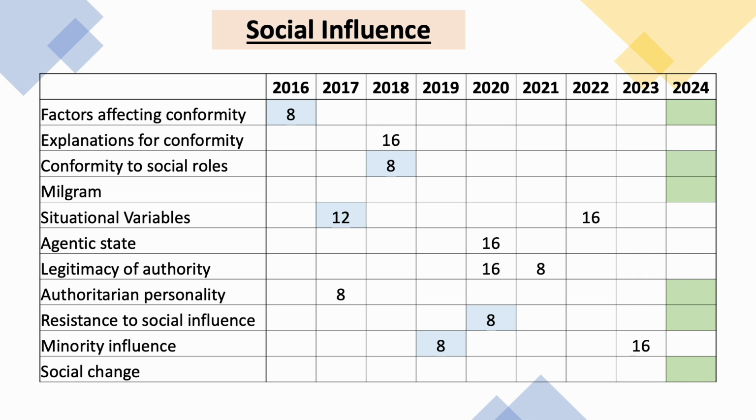The agentic state might be a nice 8 marker for this year, just like the legitimacy of authority was a couple of years ago. The agentic state came up in 2020 together with the legitimacy of authority, and then the legitimacy of authority came up in 2021. So technically, the agentic state could come up just by itself as a little 8 marker this year. That might be something just to look out for.